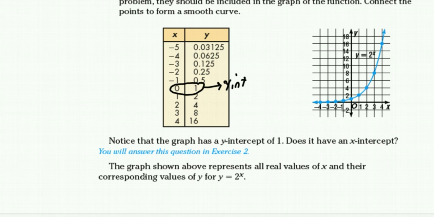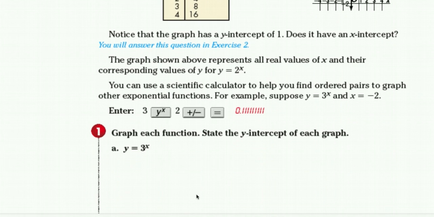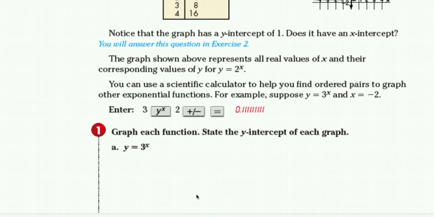So the graph shown above represents all real values of x and their corresponding values for y for y equals 2 to the x power. You can also use a scientific calculator to help you find ordered pairs to graph the exponential functions. For example, y is equal to 3 to the x power and x equals -2. All you need to do is get your scientific calculator and press 3, press the button y to the x power, and then press the number 2, plus or minus, the equal sign, and that's what you're going to get. So 3 raised to the -2 is 0.1111111.